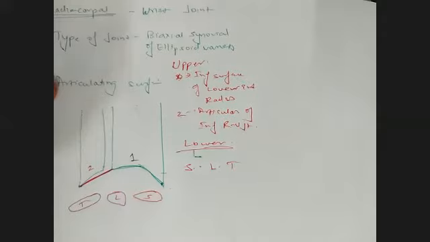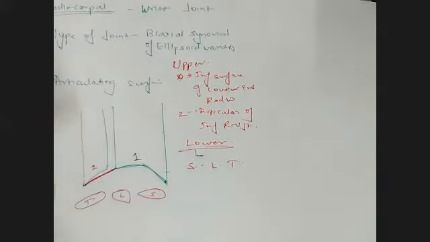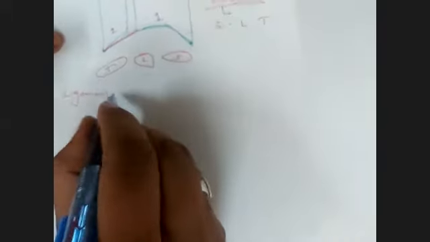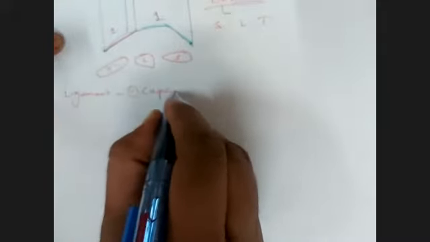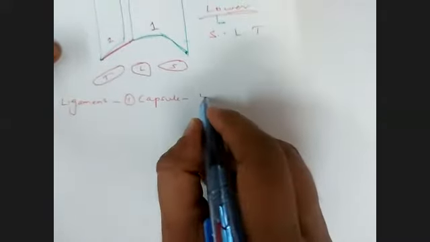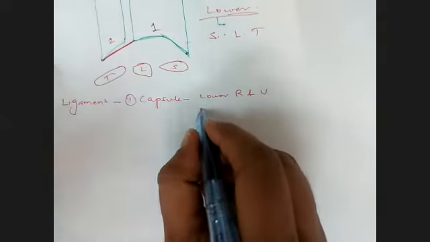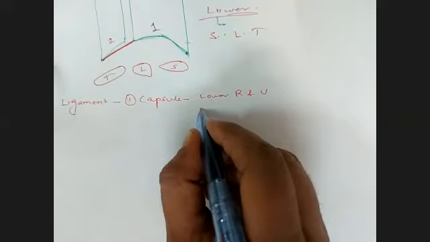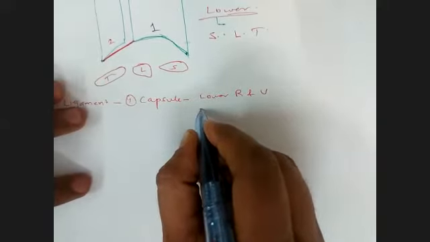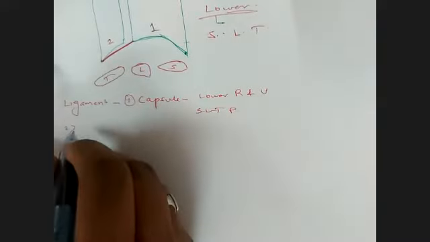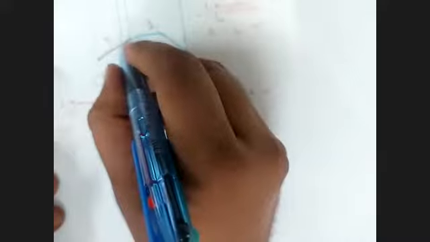After that, we move on to the ligaments. What are the various ligaments? First comes the capsule. The capsule is attached to the lower ends of the radius and ulna, and to the proximal row of carpal bones, that is scaphoid, lunate, triquetral, and slightly to the pisiform. There is also a slight recess in the capsule, which is called the prestyloid recess.